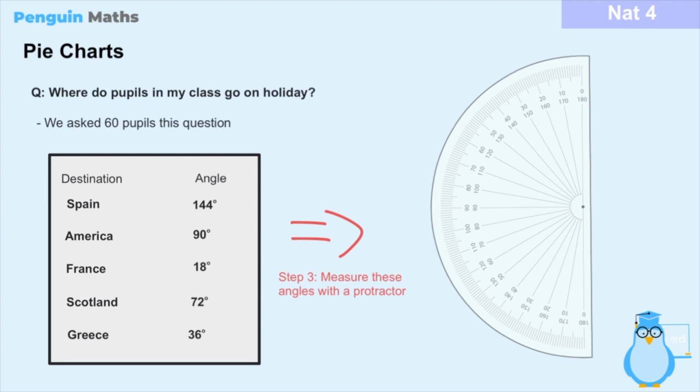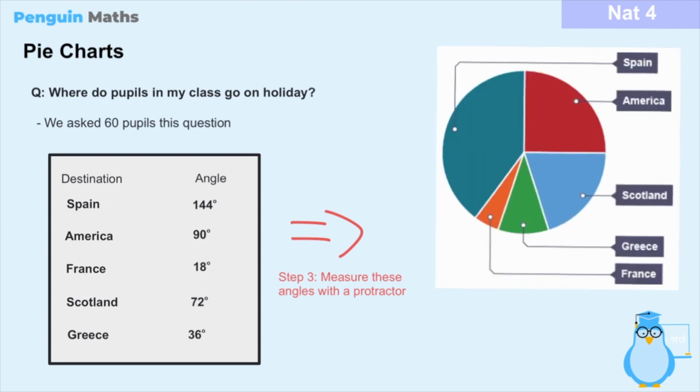And after the first angle's been done, we would then move the 0 point to wherever the size of the angle was, and then we would draw the next angle from that point, and then we would keep moving the 0 and measuring all of the angles until eventually we get back to the end and we can make up the full circle. And then finally, all we have to do now is decide a colour for each one of the categories within the pie chart, and here we have a completed version.